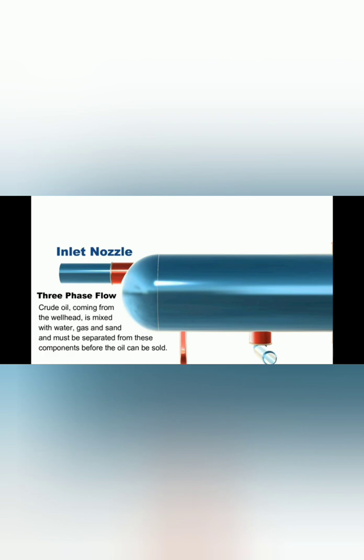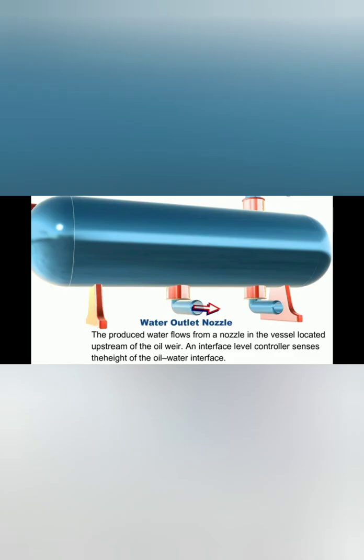So crude oil coming from the wellhead is mixed with water, gas and sand and must be separated from these components before the oil can be sold. The same applies in case we are selling the gas. All the fluid will enter the separator after passing through the straightening vanes. The liquid will fall down due to gravity.